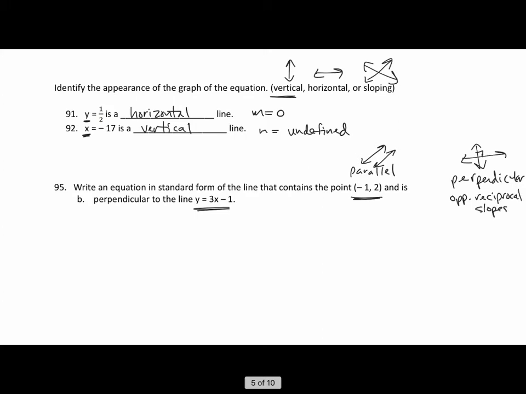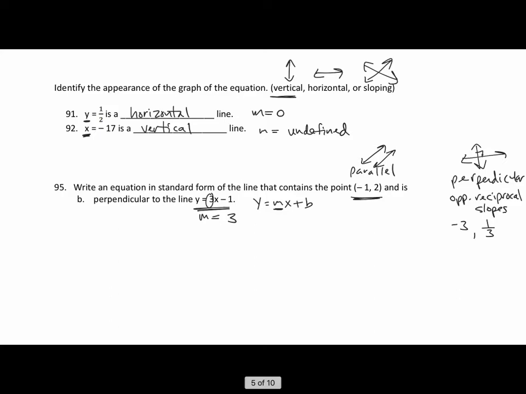Now remember, opposite means positive or negative, and reciprocal means you switch the numerator and denominator. So therefore, a -3 and a positive 1/3 are opposite reciprocal slopes, which would result in perpendicular lines. So let's see, what is the slope of this line here? Y equals 3x minus 1. It's in the slope-intercept form, right? Y equals mx plus b. So we can identify that the slope is 3. That's the coefficient of the x term.